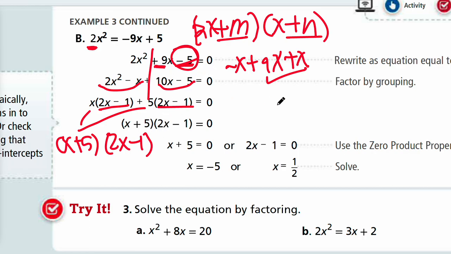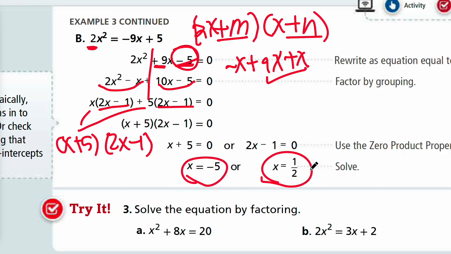So it's distributive property again by using binomials. So now we can use the zero product property in order to solve for zeros. So x plus 5 could be equal to 0, or 2x minus 1 could equal to 0. Solve for x, and it'll be negative 5 or positive 1 over 2. So now we have solved the problem.